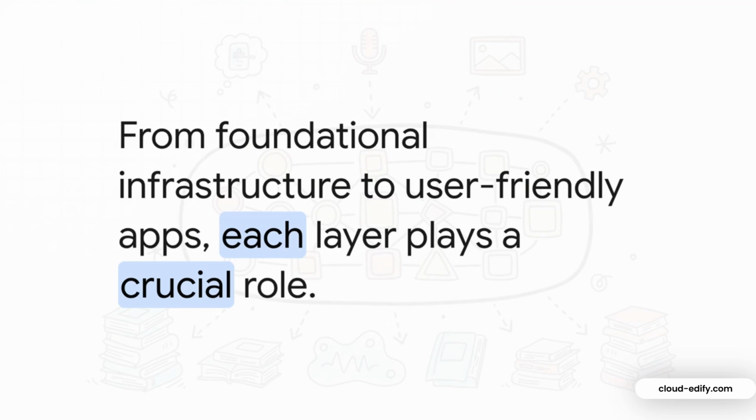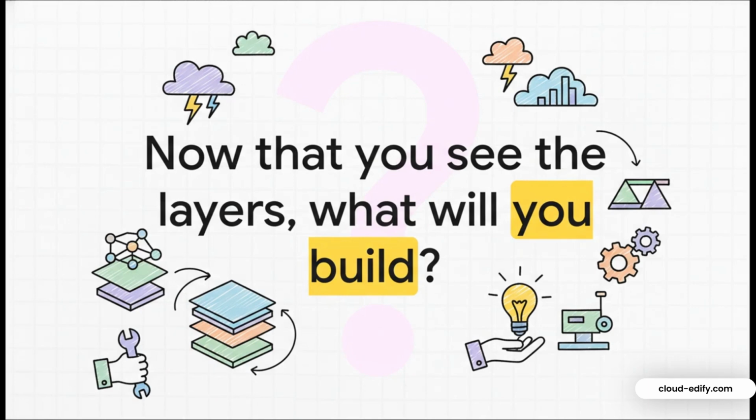Every single layer is indispensable. You can't have a great AI app without a smart agent behind it. You can't have an agent without a powerful model giving it brains. And you definitely can't run that model without the platform and infrastructure to support it. They all have to work together perfectly. By understanding this system, you're better equipped to navigate this whole new world of artificial intelligence. It stops feeling like magic and starts feeling like a tool. So the only real question left is, now that you can see all the layers, what are you going to build?